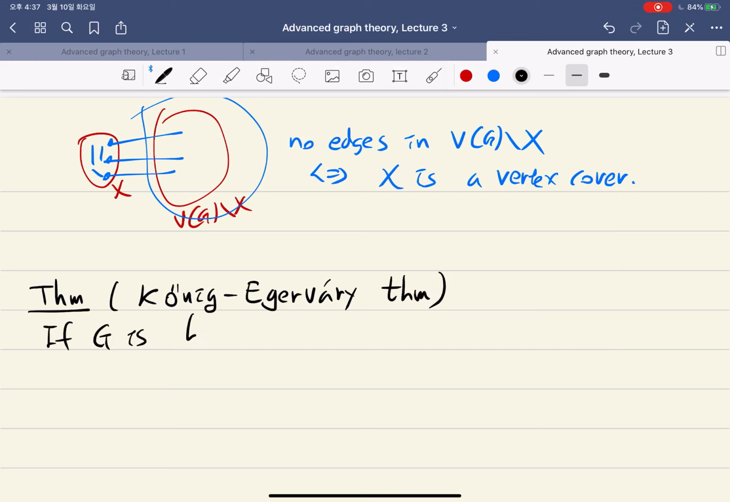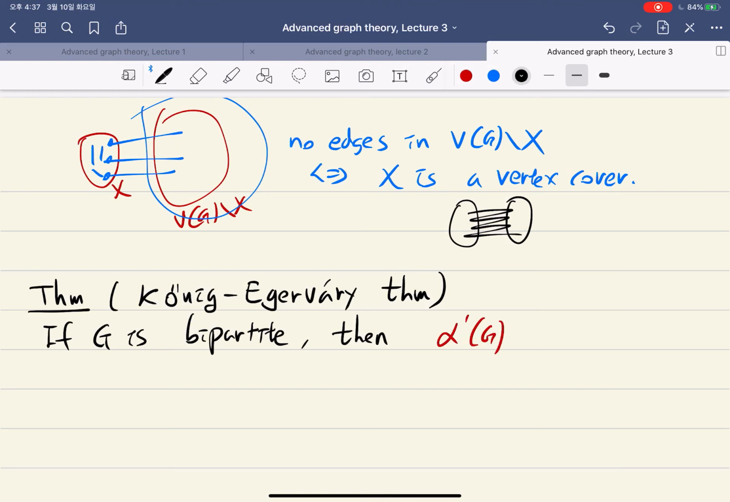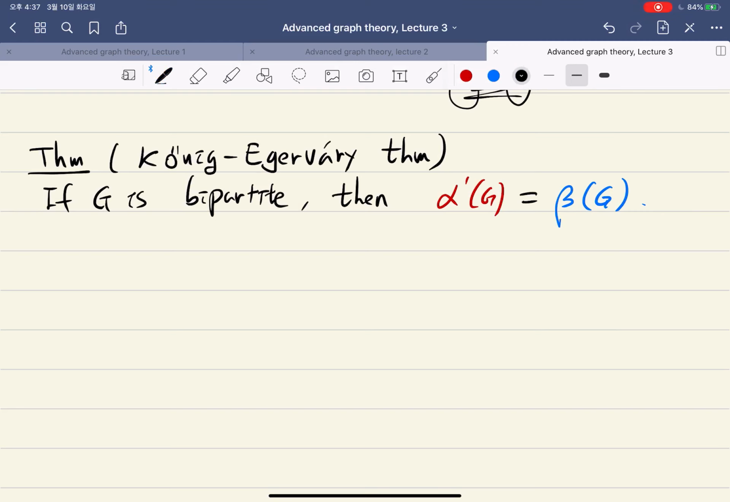If G is a bipartite graph, again, we all know what bipartite graphs are. A bipartite graph is a graph which can be partitioned into two independent sets. Every edge is between them. If this is bipartite, then the size of the largest matching is the same as the size of the minimum vertex cover. So this can be proved in various ways, and one of the ways is using flow theory.